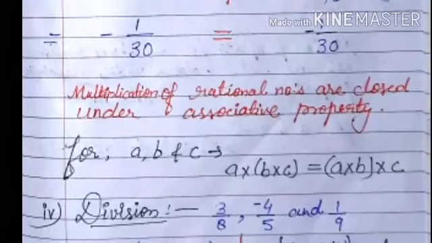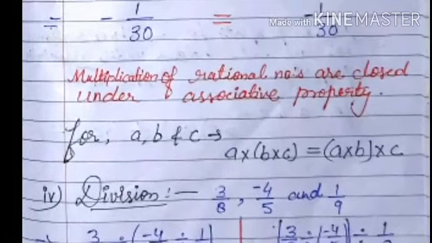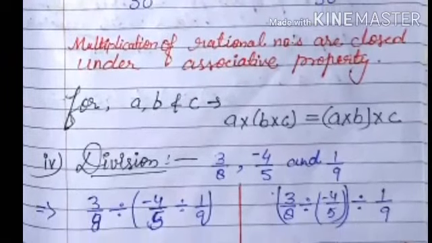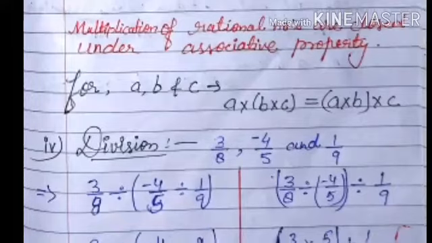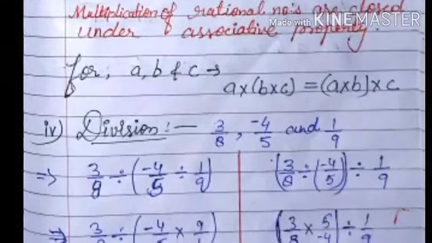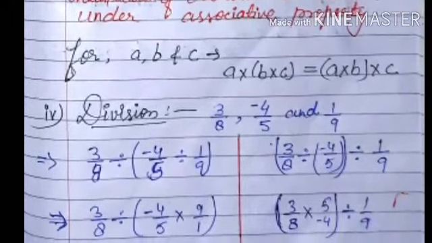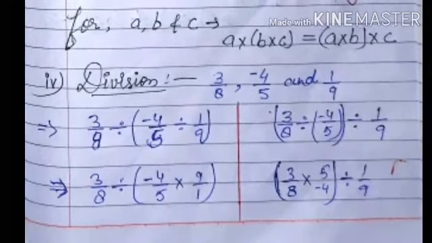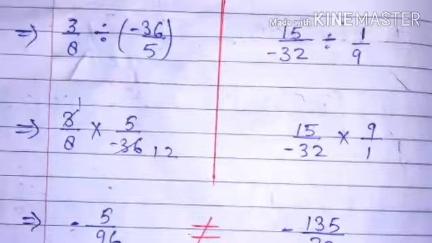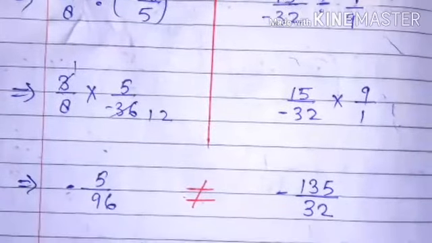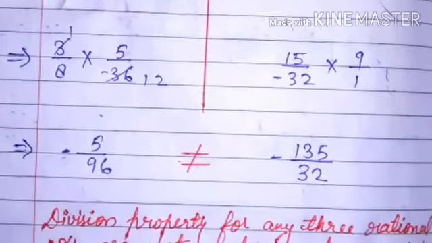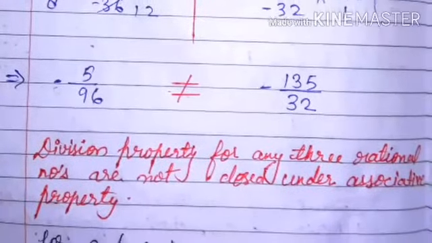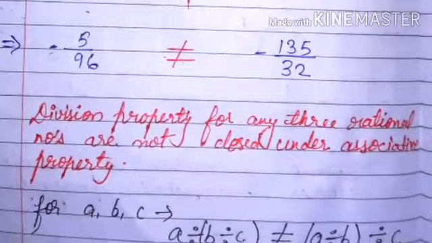Now we will check it for division. We have three rational numbers, 3 upon 8, minus 4 upon 5 and 1 upon 9. Now you can see 3 upon 8 is divided by the division of minus 4 upon 5 and 1 upon 9. And on the other hand, the division of 3 upon 8 and minus 4 upon 5 is divided by 1 upon 9. So finally, by the solution we get minus 5 upon 96, and on the other hand we get minus 135 upon 32. That is not equal to each other. So we can say division of any three rational numbers is not closed under the associative property.